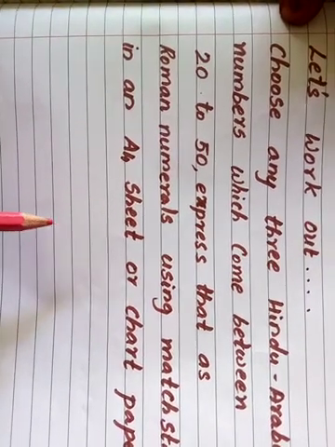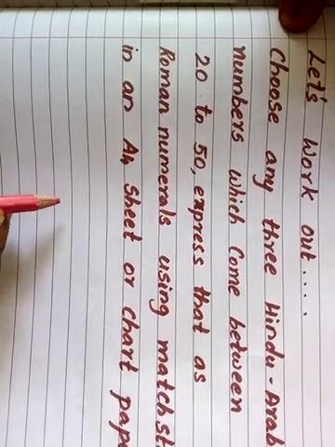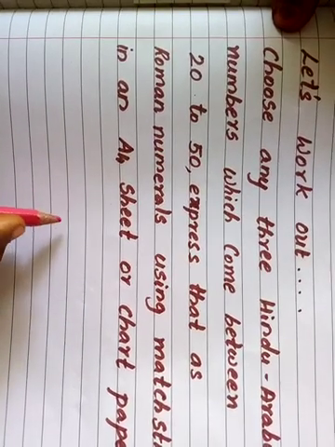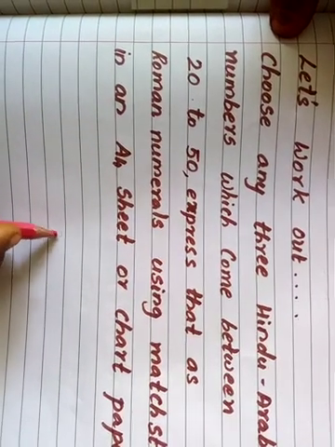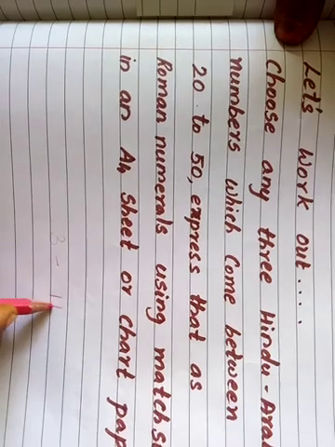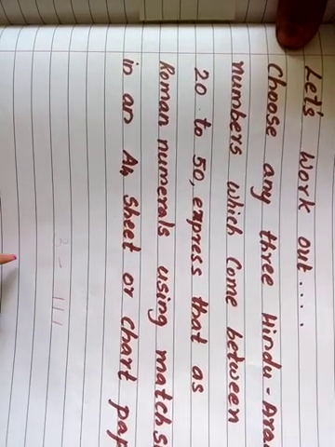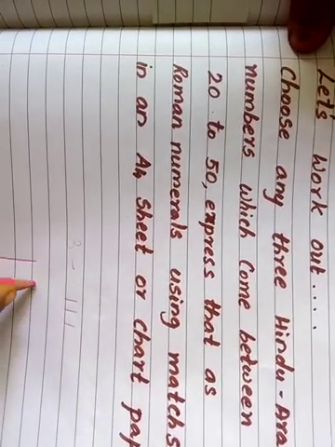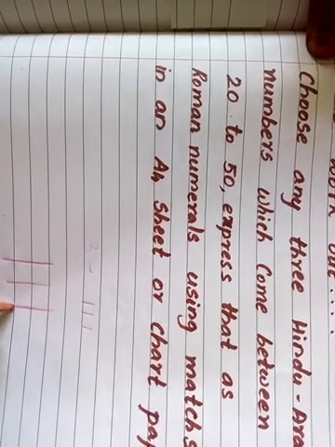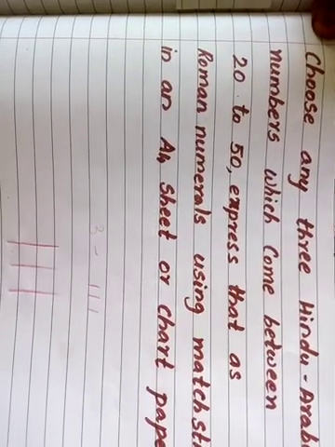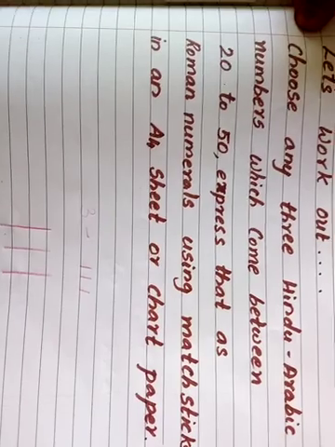Suppose, for example, I am taking number 3. I need 3 matchsticks, right? So, I can write 3 and the Roman numeral is like this, right? Now, take 3 matchsticks, paste them like that. Okay. So, I hope you all understood what you have to do.